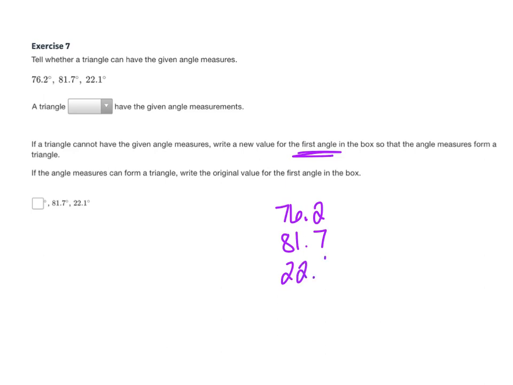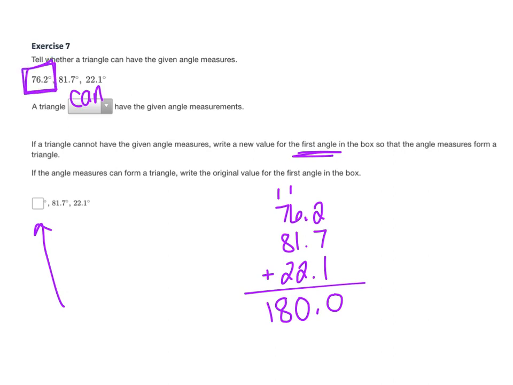Now, if you have a calculator, that's going to save you a lot of time here. I'm going to go ahead and just add these together right now. 2, 7, and 1 makes 10. Carry the 1, drop down the decimal point. 1 and 6 is 7, plus 1 is 8, plus 2 is also 10. And then I've got 1 and 7 makes 8, 8 and 8 makes 16, plus 2 is 18. So all three angles add up to 180. So a triangle can have these given angle measures, but they still want you to put something in here for the box. Well, because 76.2 is the perfect angle, right? It adds perfectly with these other three.